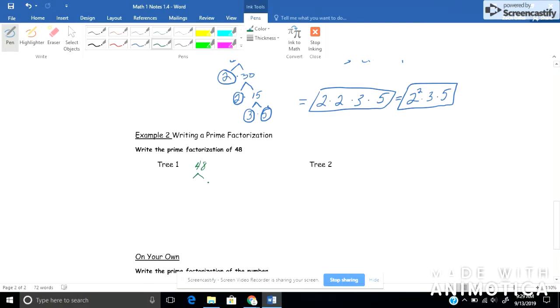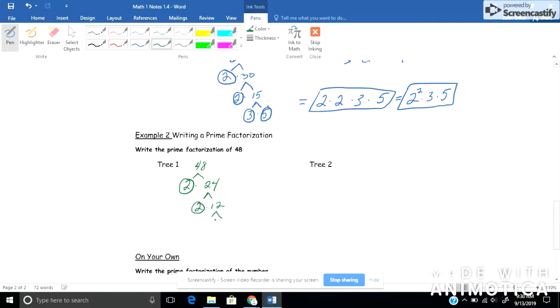And I'm thinking, can I break this down using 2, 3, or 5? Well, I see it's an even number, so let's try 2. 2 times what number would be 48? 24. And circle my prime number. I can break down 24 again. It's even, so I'll do 2 again. 2 times 12. Circle my 2.